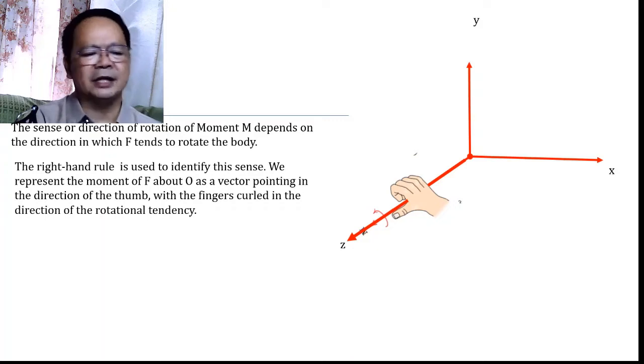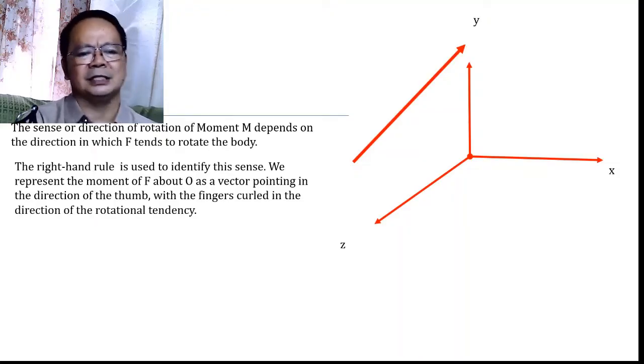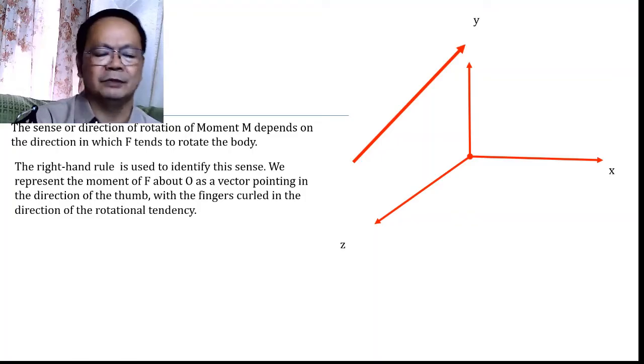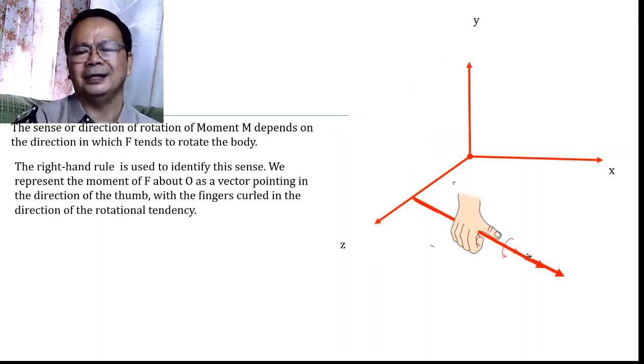Or even if it is directed in any direction, say for example, not the x, not the y, and not the z-axis. It is directed along that direction, and how are we going to determine the sense of the moment? The moment will have this direction using the right hand thumb principle. Or even if we have this direction, then it will be directed in that direction.